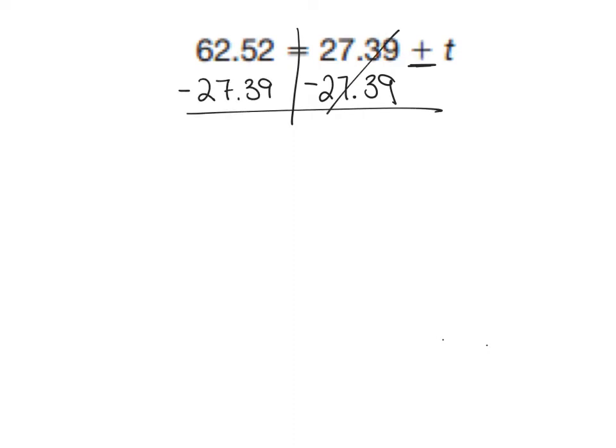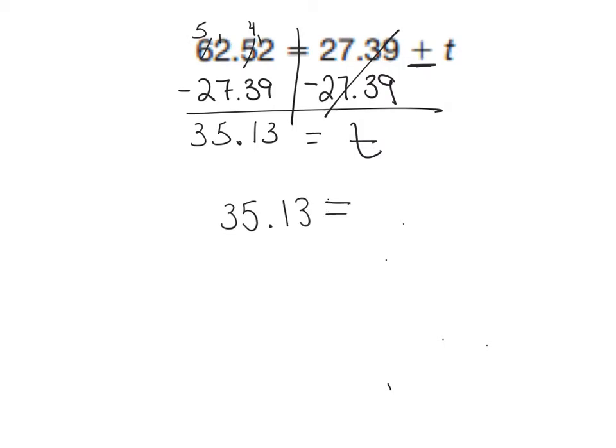So we've done that. These cancel out or make 0, so I am left with t on this side. And then if you subtract this, you're going to have to borrow, make that a 4. This becomes 12. So we have 3, 1, borrow again. You have 5 and 3. So I can say that 35 13/100 equals t.